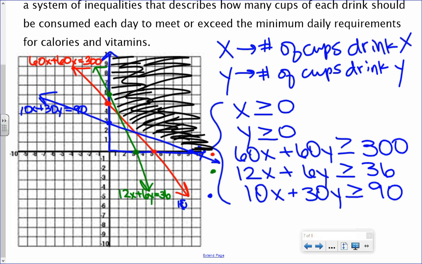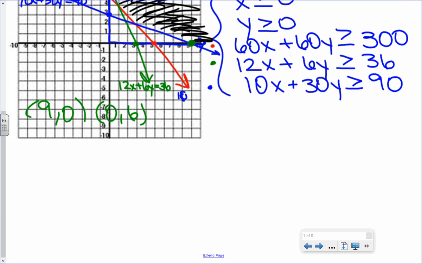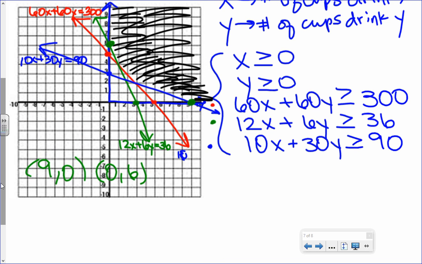We're going to have to go in here and we're going to have to find the vertex points. Here's what we have. We have a vertex point, I'm going to do this in red, right here. 9, 0 is a vertex point. We have a vertex point right here at 0, 6. So we have 9, 0 and 0, 6. But then we also have vertex points right here, where these two meet, and right here, where these two meet.